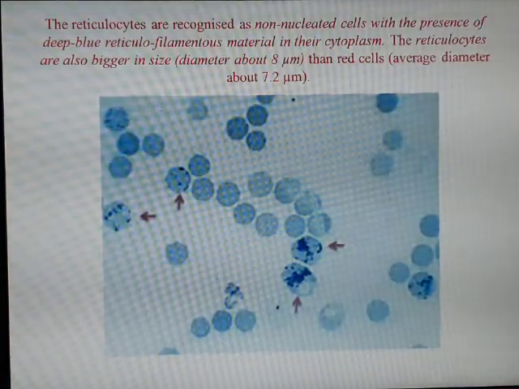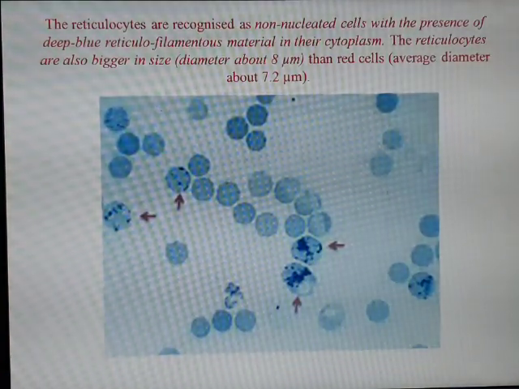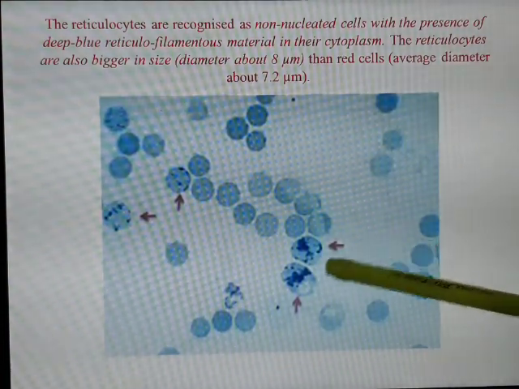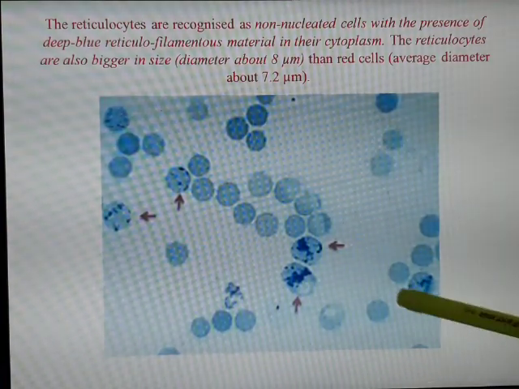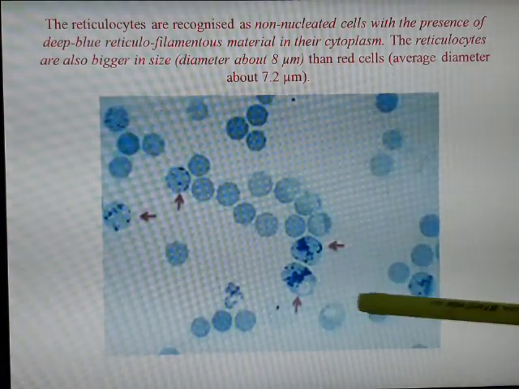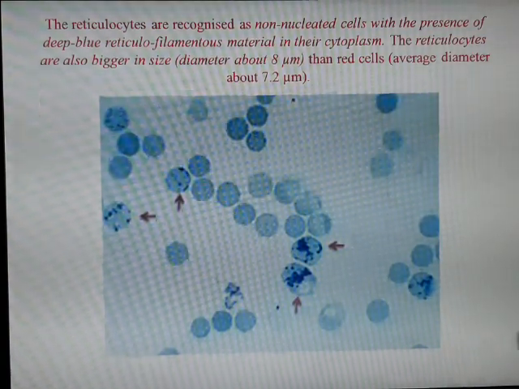The reticulocytes are recognized as non-nucleated cells with deep blue reticulofilamentous material, as I have already told you. Can you see these pictures? These pictures are taken from the internet. These are not my own pictures. I didn't have any pictures, so I had to use them.